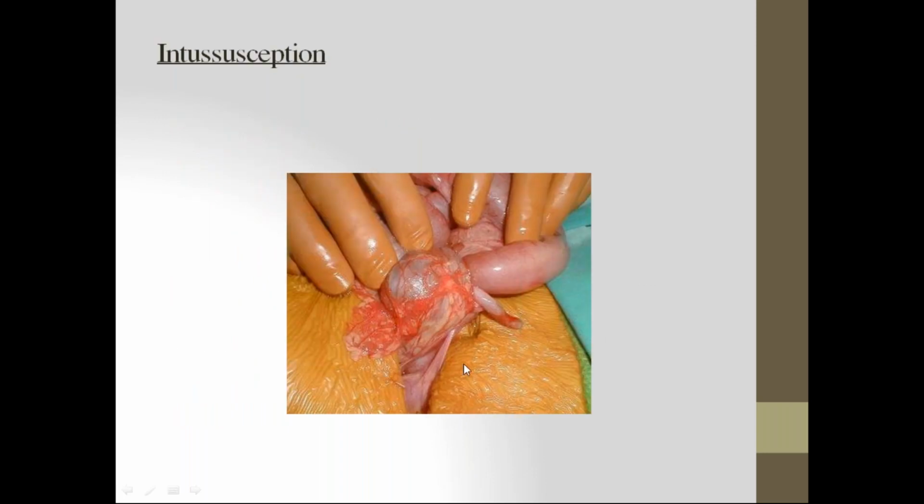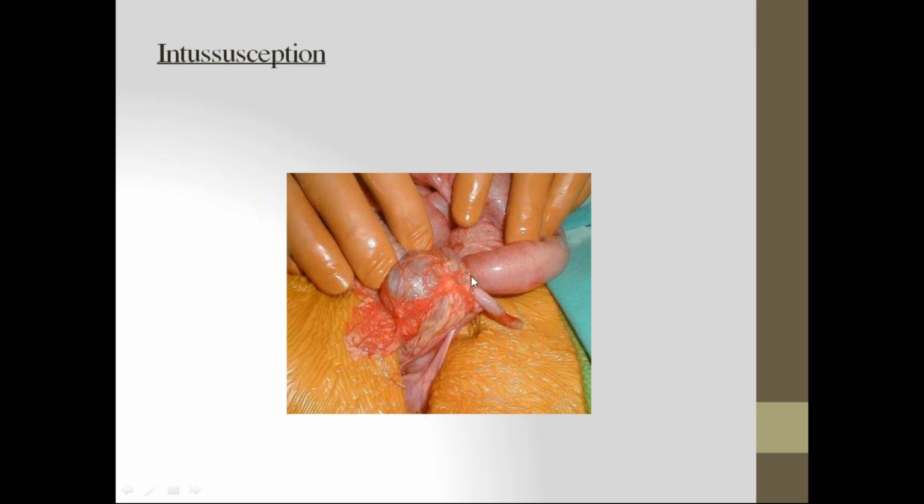So this is the classic image, where the ileum is entering into the colon. This colon portion is known as the intussuscipiens. The ileum which is entering into the colon, this is the appendix, this is the ileocolic junction. The distal terminal segment of the ileum is entering into the colon. This terminal segment of the ileum is known as the intussusceptum, and the colon into which it is entering is known as the intussuscipiens.